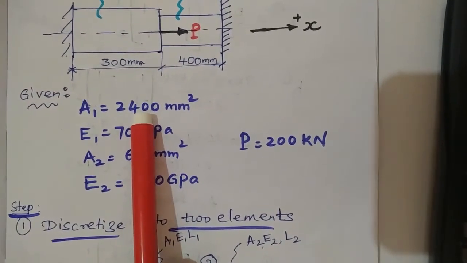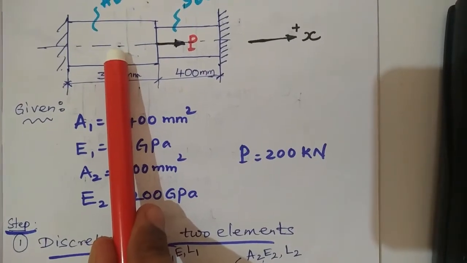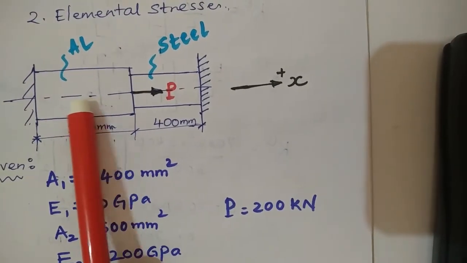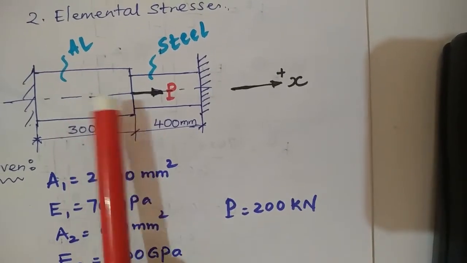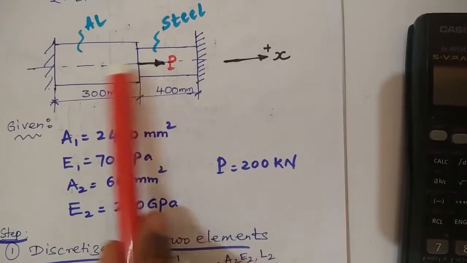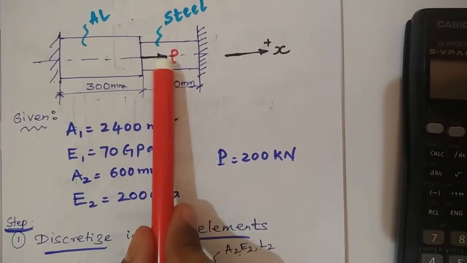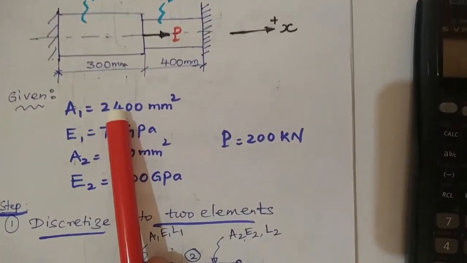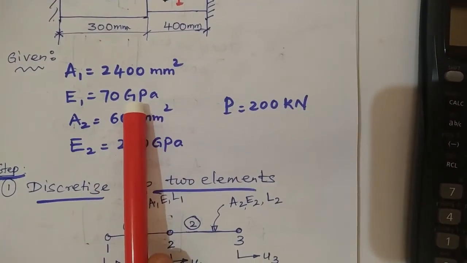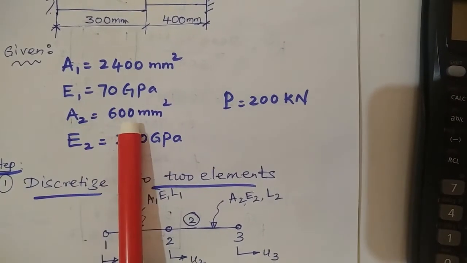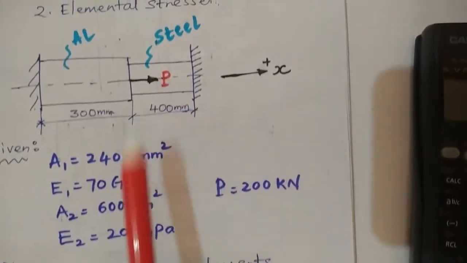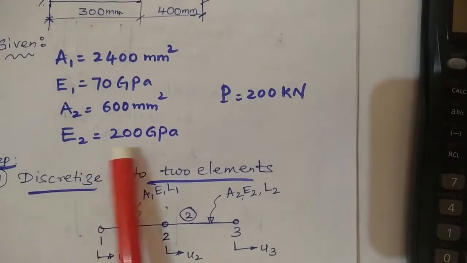Area itself is given. Suppose they give you diameter or some kind of width or thickness, if it is a square plate or rectangular plate, or if it is a round rod, stepped rod, you would have been given the diameters for both the sections. But here he has given already the area itself, so it's fine. Then the Young's modulus of aluminium, well known, 70 GPa. Area of element 2 is 600, that is steel portion's area. Then Young's modulus of steel is 200 GPa.